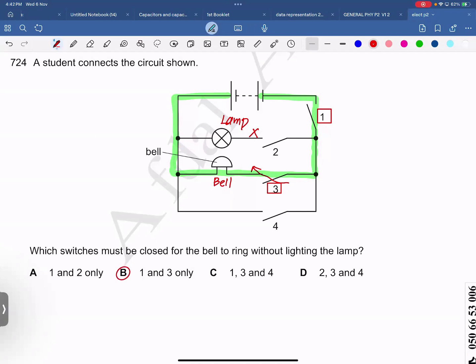It's so easy. Only these two. Switch 4 is useless. It will make a short circuit. It will not turn the bell or the lamp on. So you need to pass the current through the bell, nothing else. Option B.